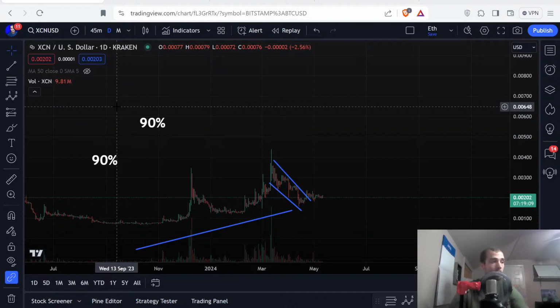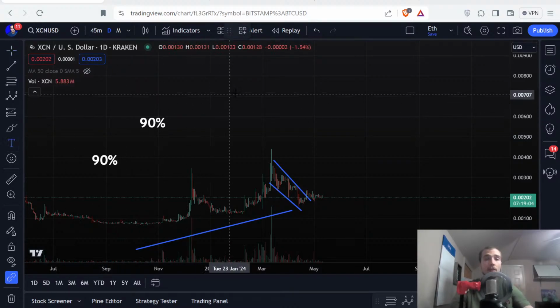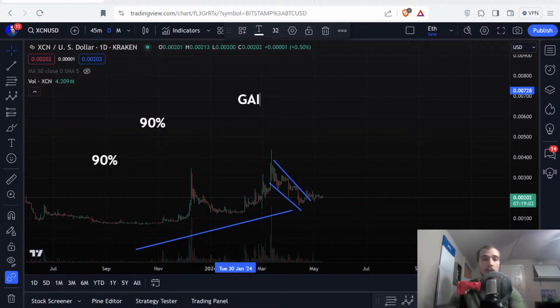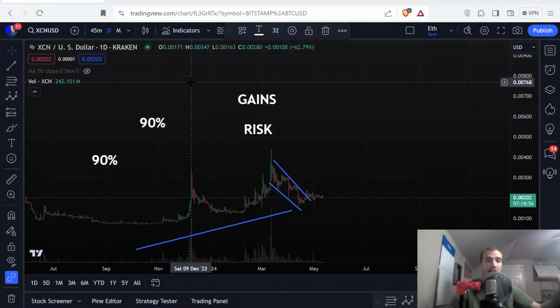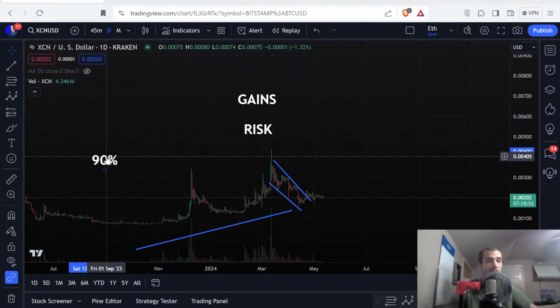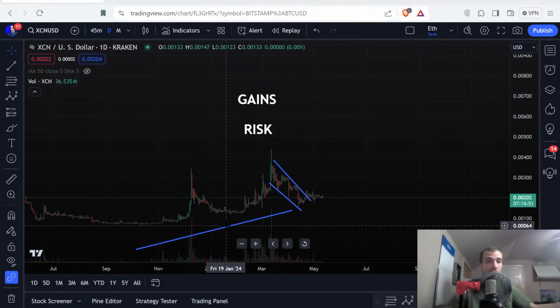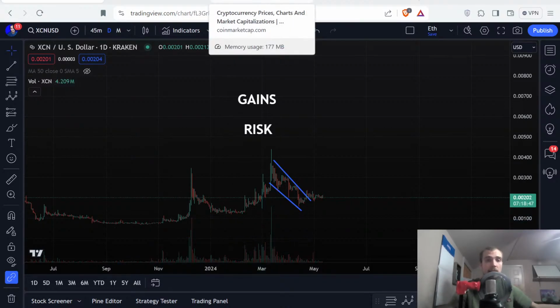So yeah, there's going to be some coins that die, but a lot of these coins will go up. The question you have to ask yourself is what coins are going to give you the most gains with the lowest risk? And it's not just fundamentals that determine that. It's chart patterns, it's volume, because volume precedes price.